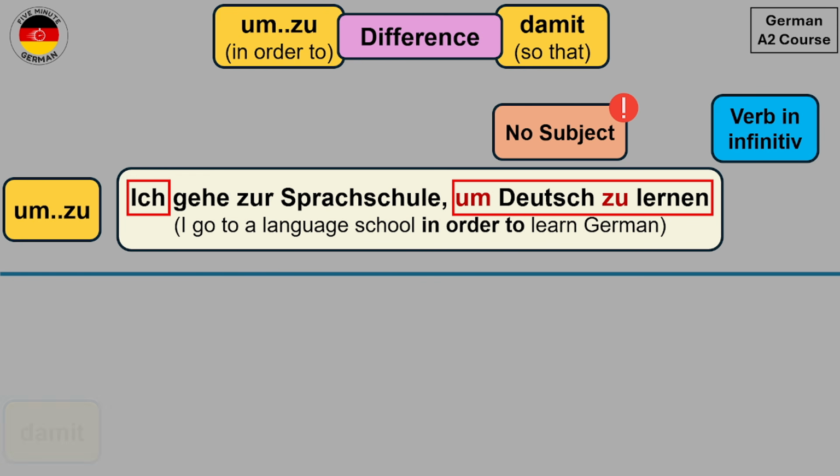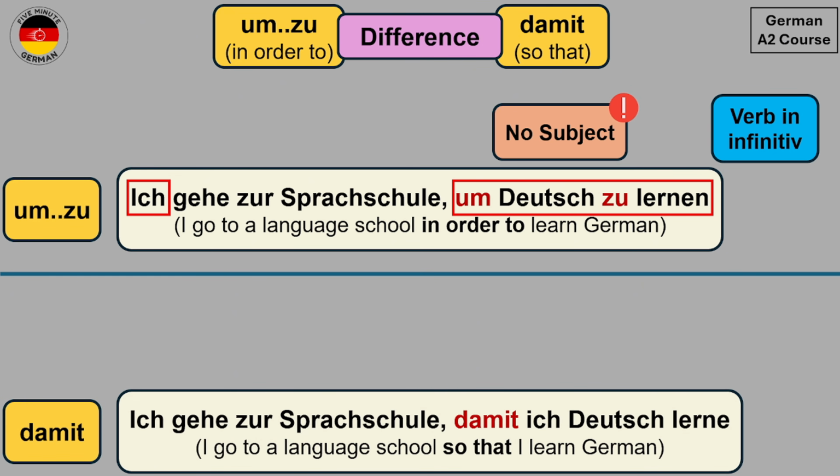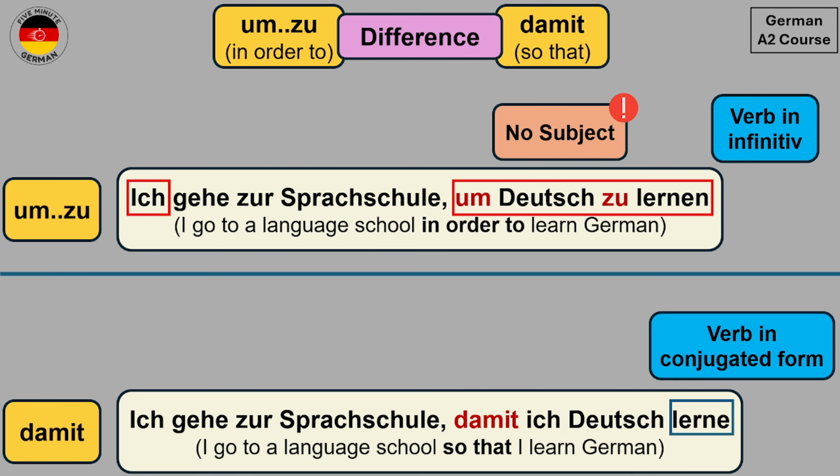Now if I want to write the same sentence with damit, then it will be: Ich gehe zur Sprachschule, damit ich Deutsch lerne. I go to a language school so that I learn German. Now you see, when we write the sentence with damit, the verb goes to the end in conjugated form and not in infinitive form. So this is one difference. And the second difference is that in the Nebensatz with damit, the subject is needed. So you see, I have mentioned the subject, which is ich, in the Nebensatz. So this is the main difference in the sentence structure between zu and damit.